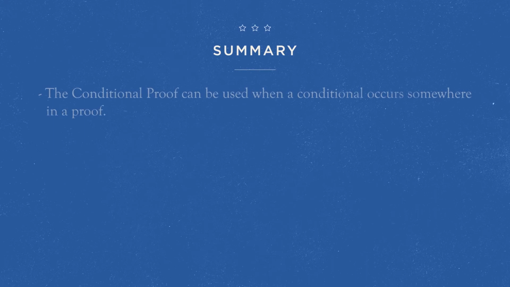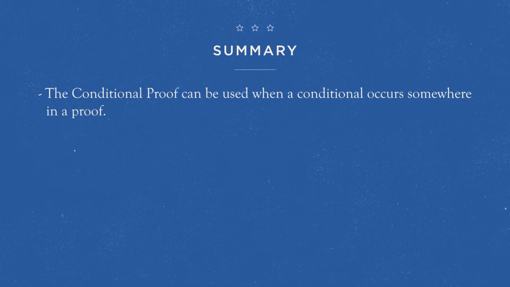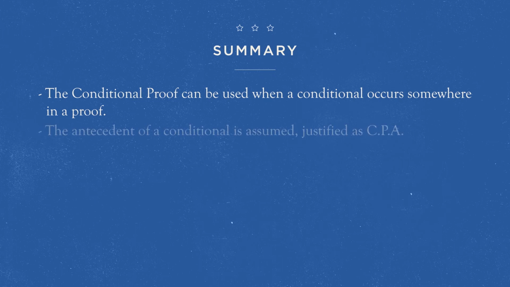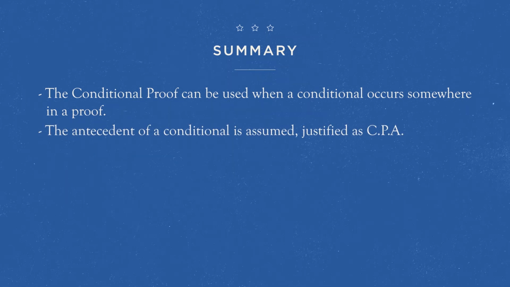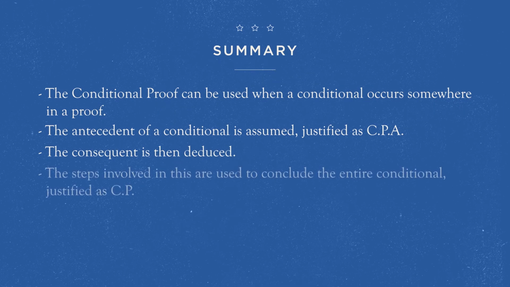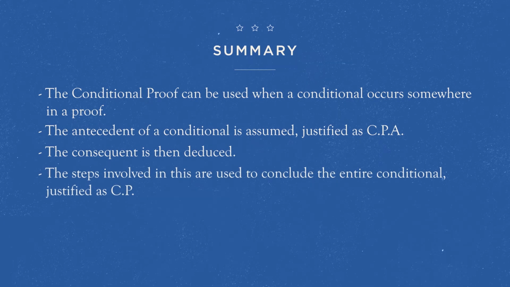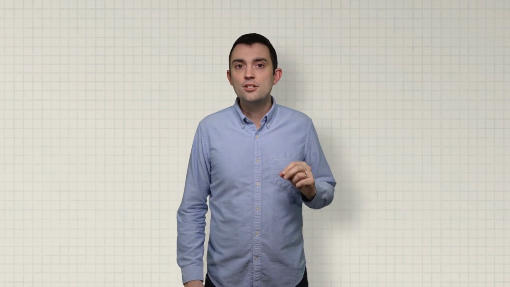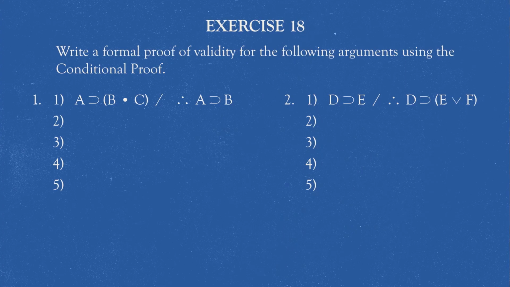So, in summary, the conditional proof can be used when a conditional occurs somewhere in a proof. The antecedent of a conditional is assumed, justified as CPA. Then the consequent is deduced using that assumed antecedent and the other premises. Then the steps involved in this are used to conclude the entire conditional, put together, justified as CP. The first number in the conditional proof justification is where you assumed the antecedent, and then you use a dash, and then the second number is where you deduced the consequent.